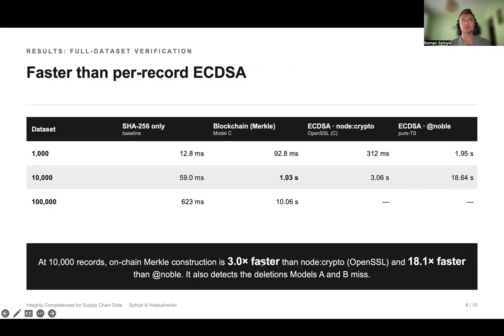On-chain Merkle construction takes about 1 second. ECDSA with Node Crypto, which is backed by OpenSSL in C, takes 3 seconds, so Merkle construction is about 3 times faster. The audited TypeScript library, Noble, takes almost 19 seconds, about 18 times slower than Merkle construction. So in every measured case, full dataset Merkle construction is faster than per-record ECDSA verification. And this difference follows from the algorithm, not from the choice of library.